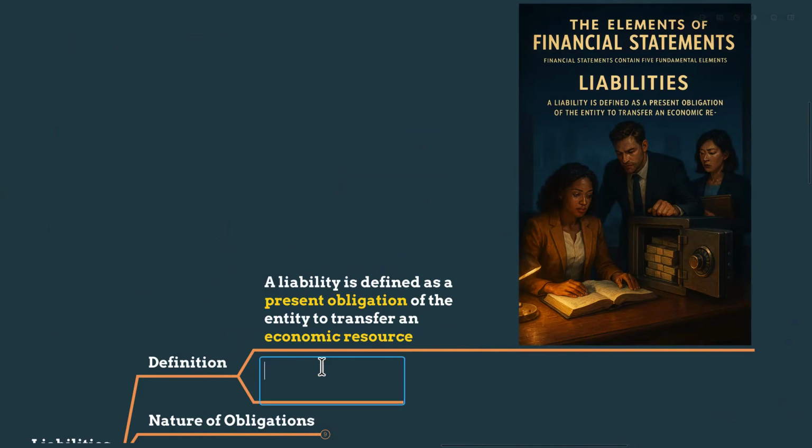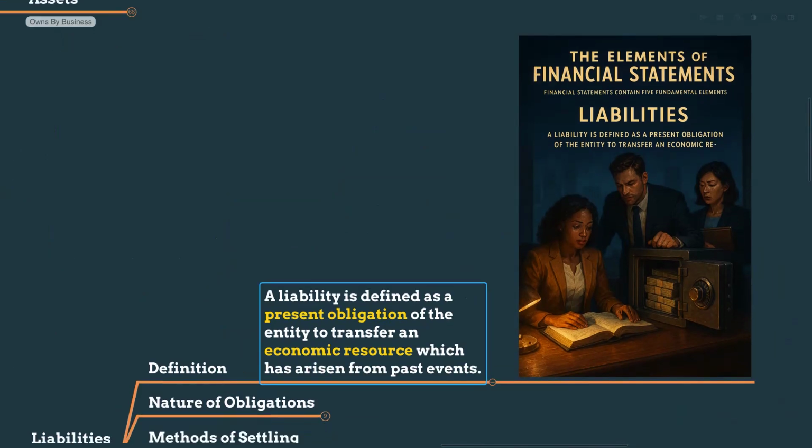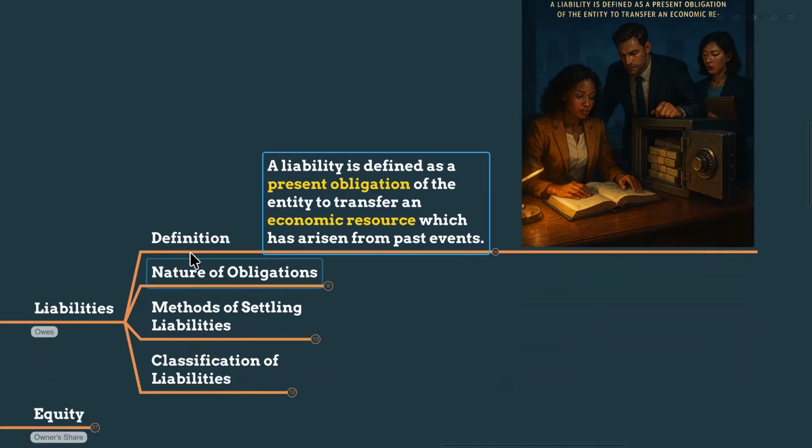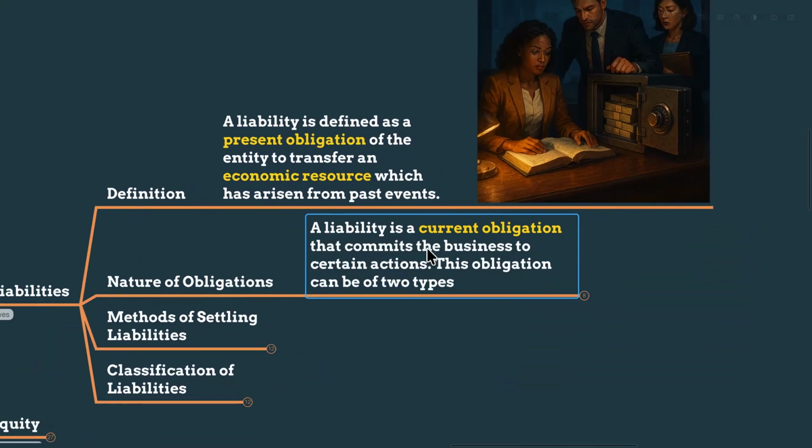We can put it in one sentence, my dears. That's better: which has arisen from past events. It means something that happened before, you must pay it or fulfill your obligation in the future, right? That's the meaning of liabilities. And let's talk about the nature of obligations. A liability is a current obligation that commits the business to certain actions. This obligation can be of two types, right?